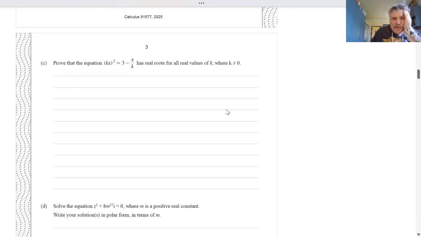Question C, prove. Oh, all fun to prove. Again, this is just a quadratic. We've got an x squared term, we've got an x term over here, and a 3 over here. We want to know when it has no real roots. That's just telling us that the discriminant, which is b squared minus 4ac, the bit under the square root in the solution of a quadratic equation, must be bigger than or equal to 0. If it's less than 0, there are no real roots. So anything bigger than or equal to 0 will give us real roots.